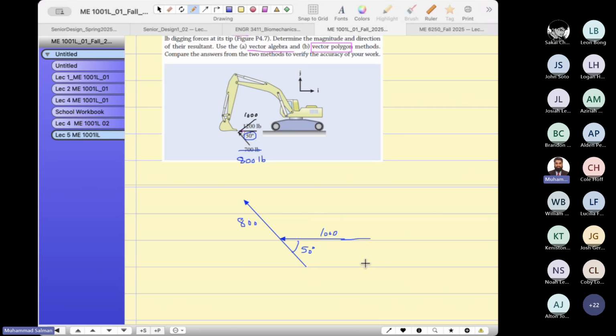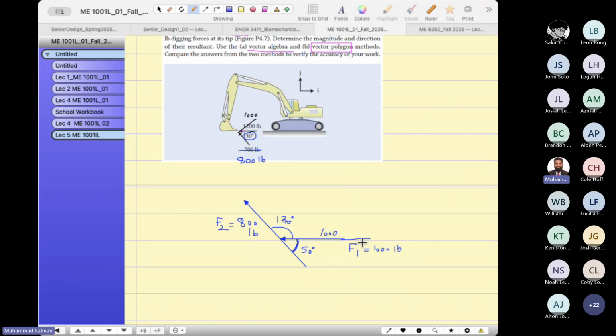Now this angle is 130 because the angle of a line is 180. So 180 minus 50 gives you 130. This is my force one, and this is my force two in pounds. This is pound force. This is 1000 pound force.